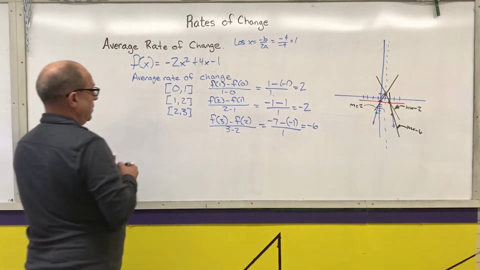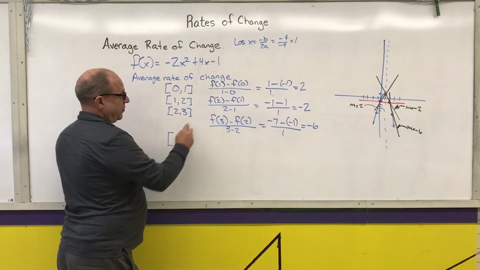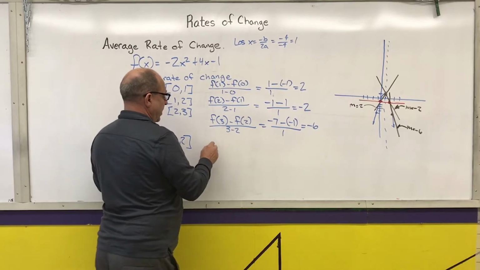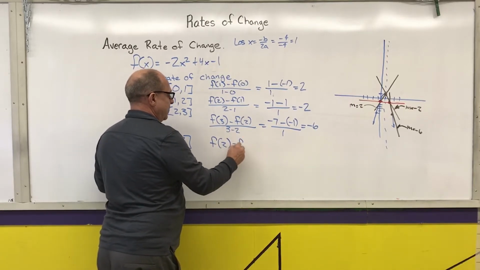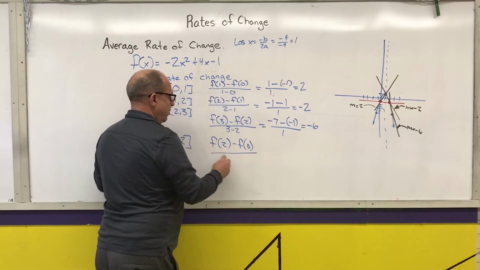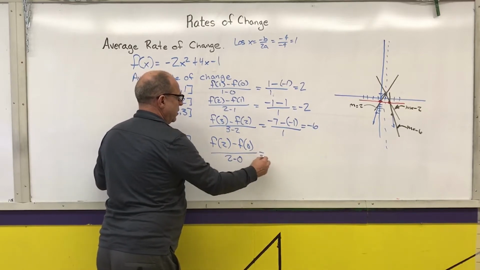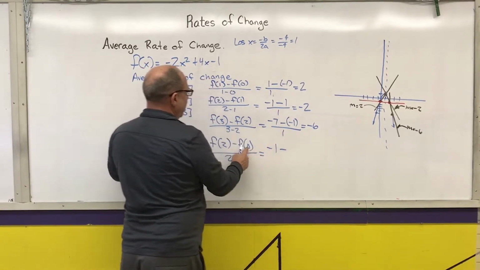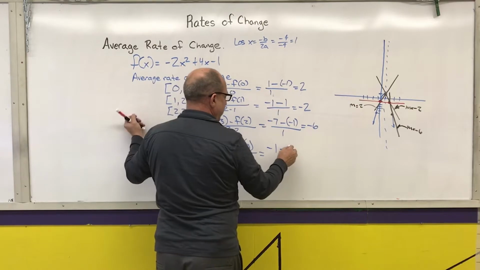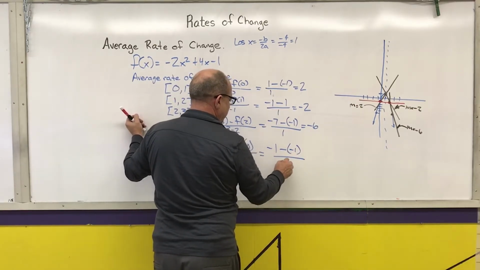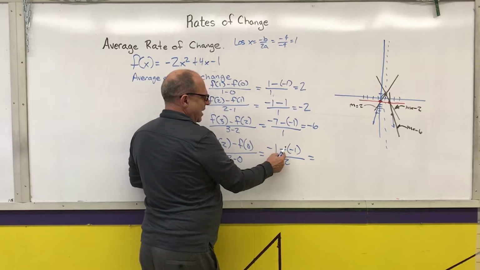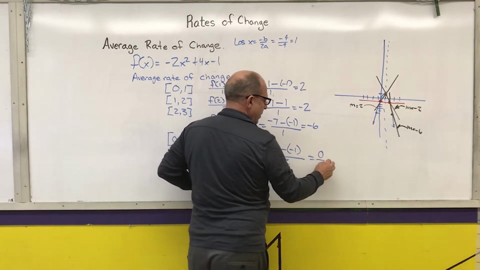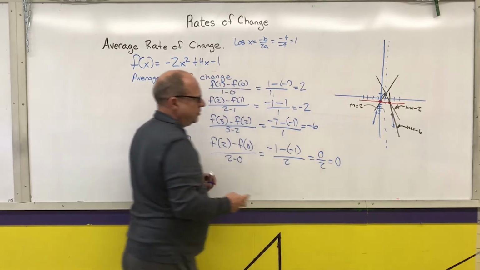But let's check that. I want the average rate of change from 0 to 2. Well, we've calculated both of these numbers. So I want f of 2 minus f of 0 all over 2 minus 0. F of 2 was -1. F of 0 was -1. All over 2. -1 minus a -1 is -1 plus 1. -1 plus 1 is 0. And 0 over 2 is, in fact, 0.